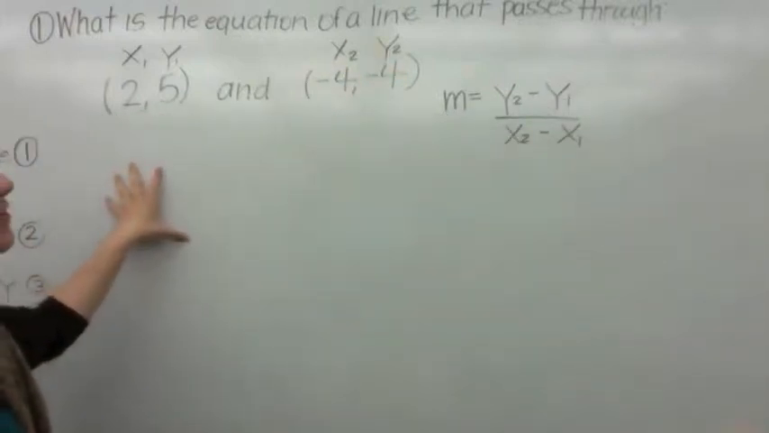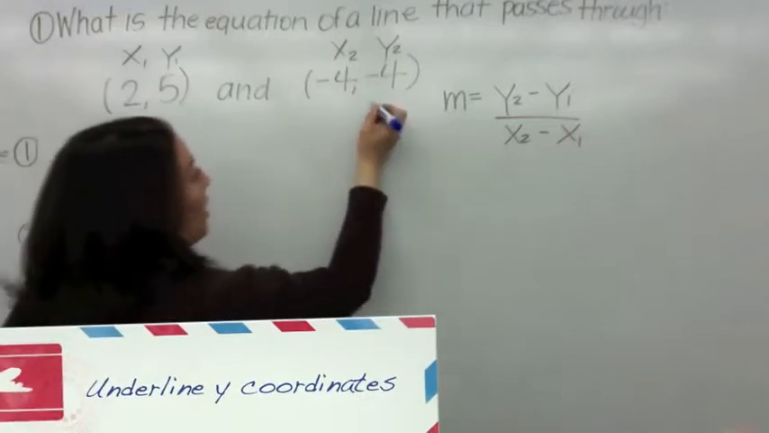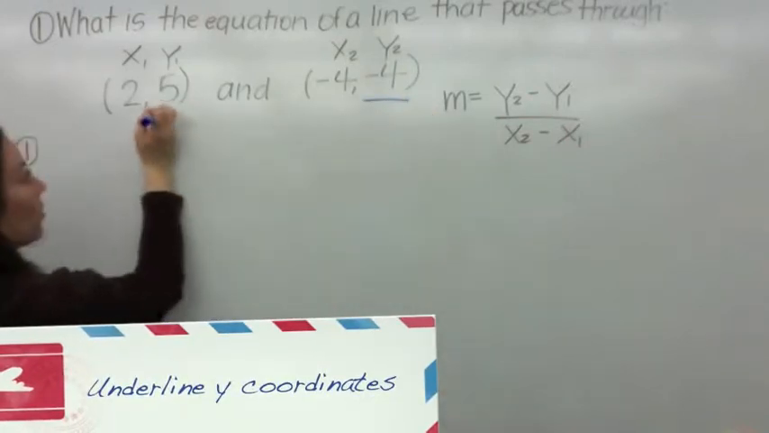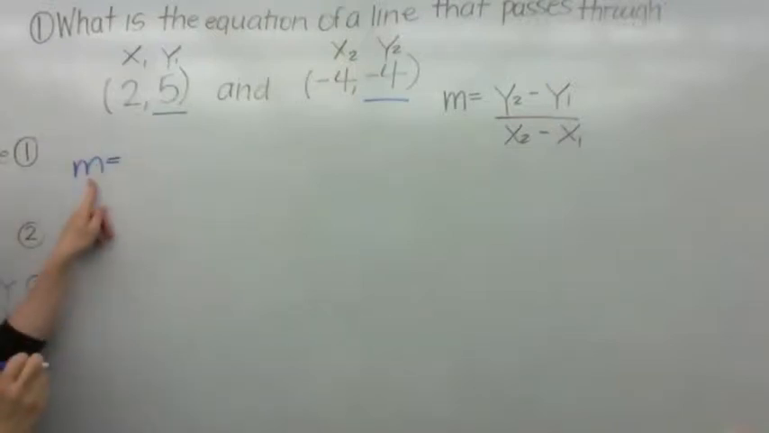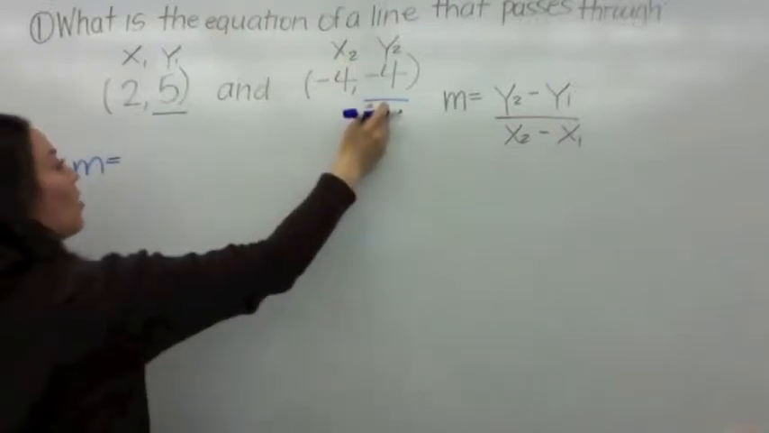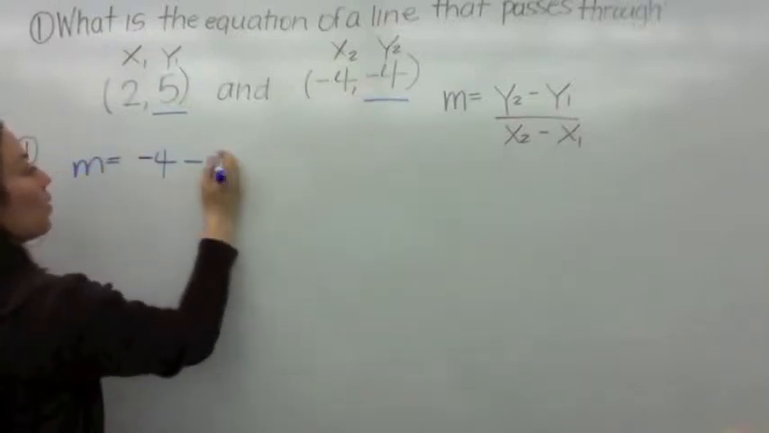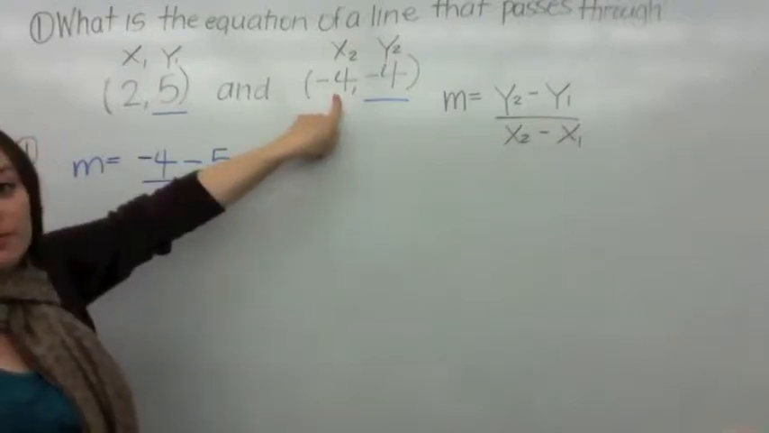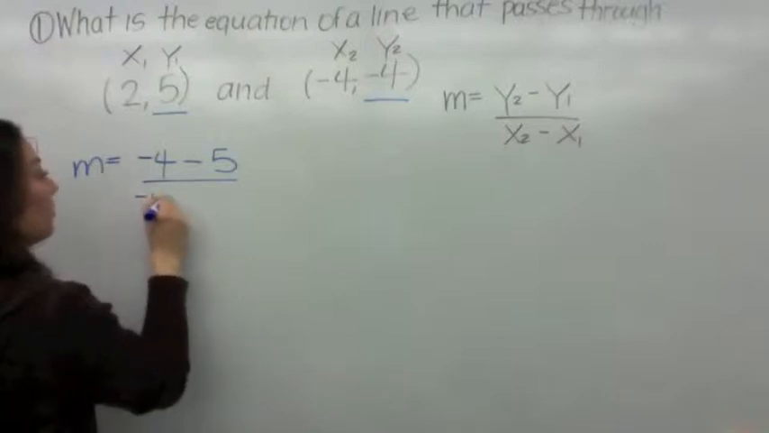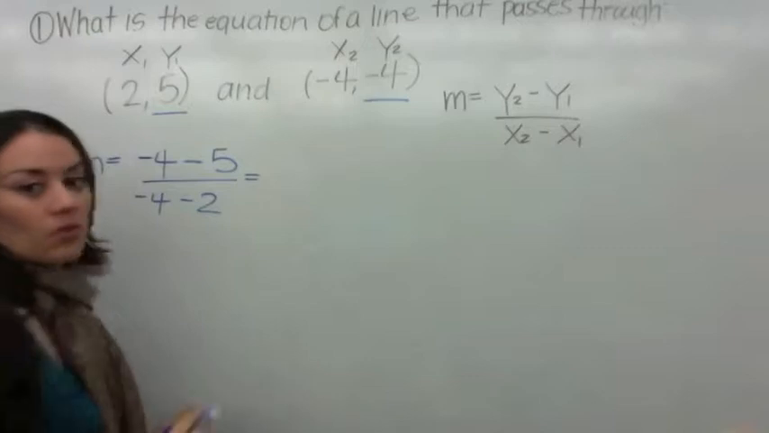So if you're trying to write an equation, you have to find the slope because it's not given to you. So we take a look, underline please the y coordinates. We say slope equals, and slope is m. We say, well, y2 is -4 minus y1 is 5, divided by, what's x2? It's -4. And x1 is -2. Very good.